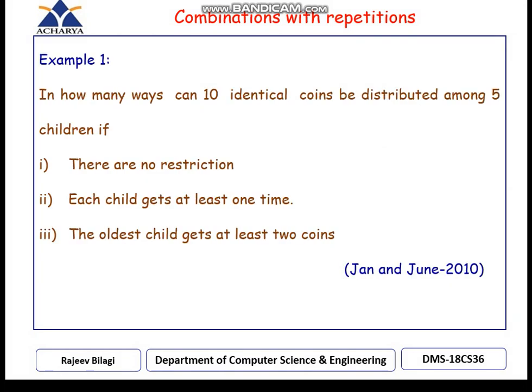So one such problem I am going to solve now. In how many ways can 10 identical coins be distributed among 5 children, if there is no restriction, if each child gets at least one coin, and if the oldest child gets at least 2 coins? If you look at this, there is a repetition, because I have 10 coins but there are only 5 children. Even if I give one coin to each, I am left with another 5 coins which I need to give to the same children. That is, a repetition will occur here.